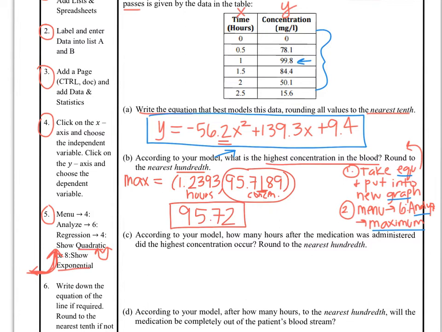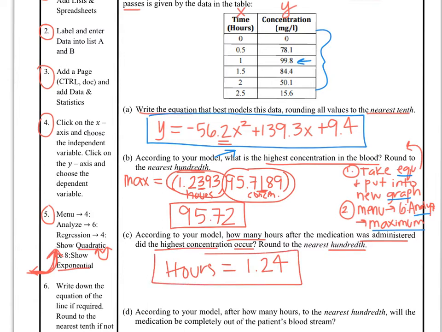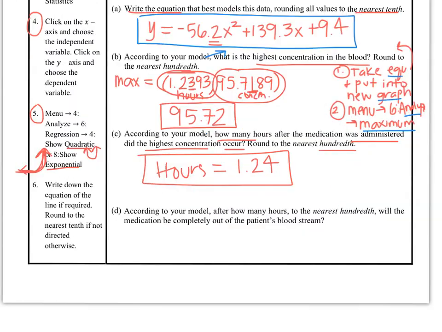So according to your model, how many hours after the medication was administered did the highest concentration occur? Round to the nearest hundredth. So as you can see, the max point has the number of hours of when the concentration was the highest. So in this case, the hours that it took for it to reach that max point is 1.2. We want the nearest hundredth, so I'm rounding to either 3 or 4 there, and the 9 after rounds it to a 4. So 1.24 hours.